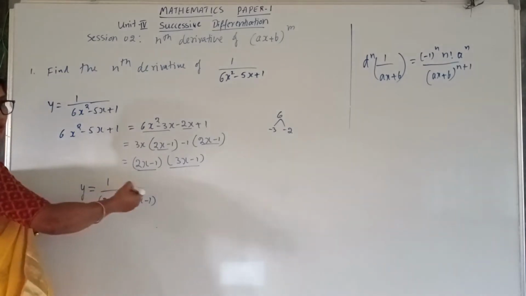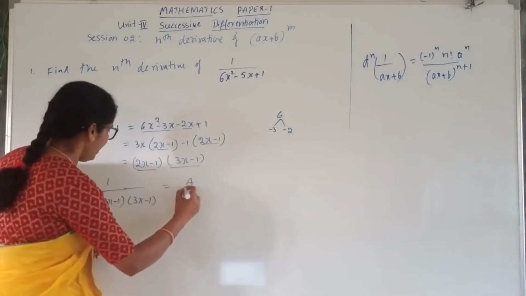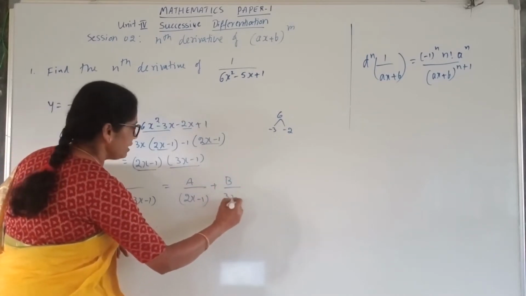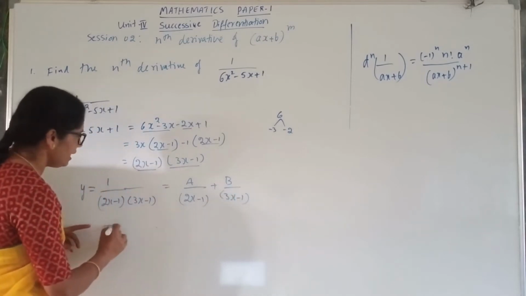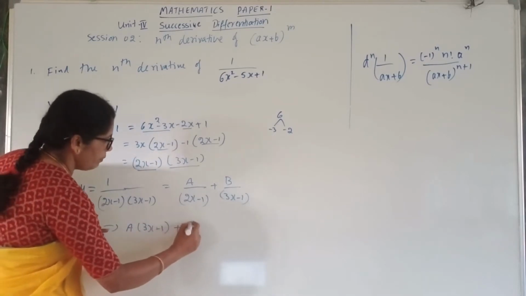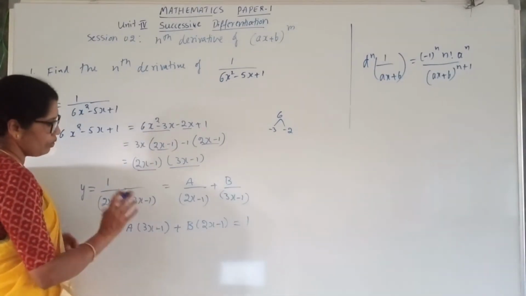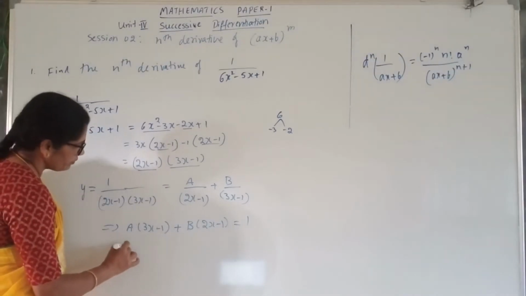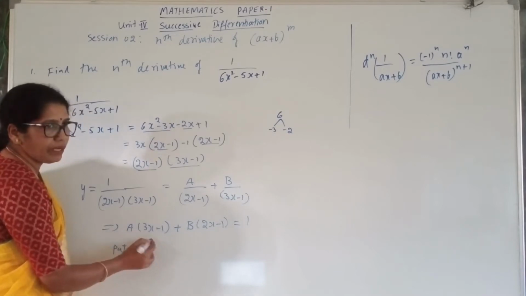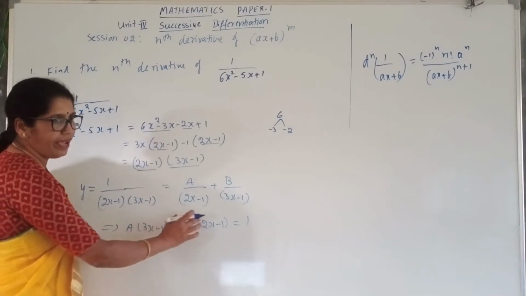Okay. Now we have to split this into partial fractions to simplify. So this can be written as a by 2x minus 1 plus b by 3x minus 1. Which implies that a into (3x minus 1) plus b into (2x minus 1) is equal to 1. Okay, that is equal to 1. Now by putting x is equal to 1 by 3, when you put x is equal to 1 by 3, 3x minus 1 becomes 1 minus 1, 0. So a eliminates. So we have to find a and b values here.